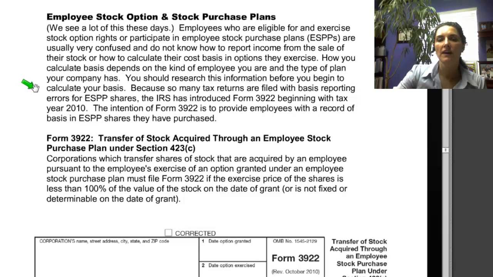Because so many tax returns are filed with basis reporting errors for ESPP shares, the IRS has produced Form 3922 beginning with tax year 2010. The intention of Form 3922 is to provide employees with a record of their basis in the ESPP shares that they have purchased.